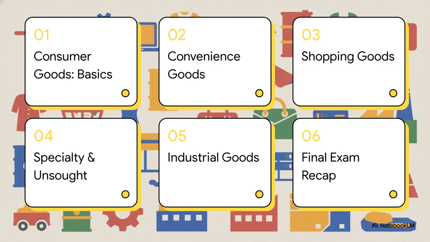So here's our game plan for today. First, we're hitting consumer goods, the stuff we all buy, and breaking them down into 4 key types. Then we'll jump over to the world of industrial goods, the things that make all that other stuff possible. And we'll wrap it all up with a super quick recap to lock it all in. You ready? Let's do it.